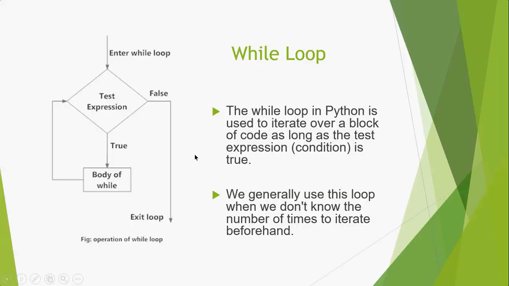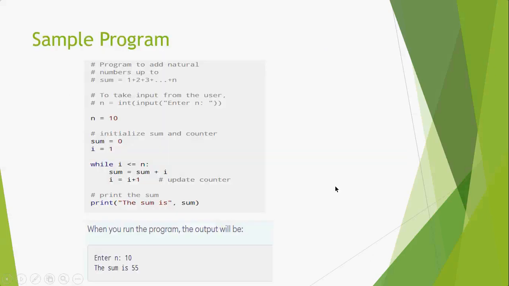Going forward, now let's talk about the while loop. We use a while loop when you are giving a test condition, or when you don't know exactly when you want to break a loop, so you use a test condition. As I said, we generally use this loop when we don't know the number of times to iterate beforehand. We don't know how many times the loop gets iterated. At that point of time, we generally use a while loop.